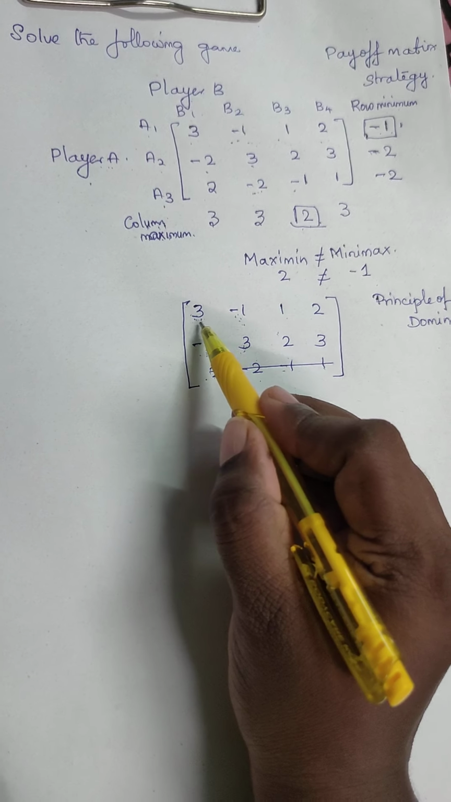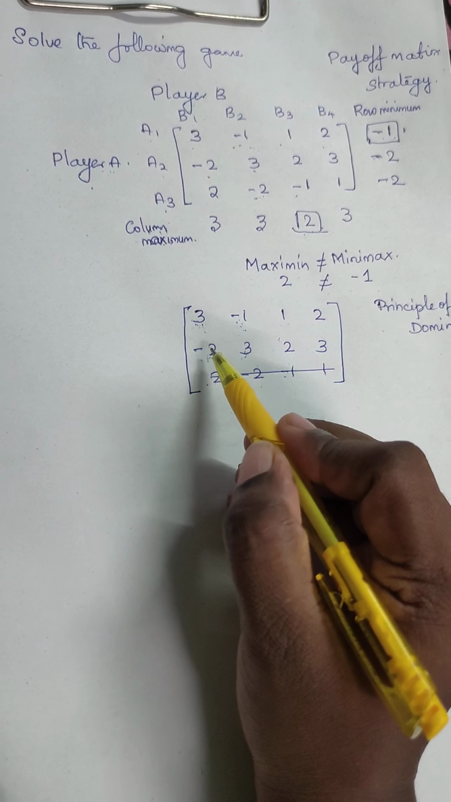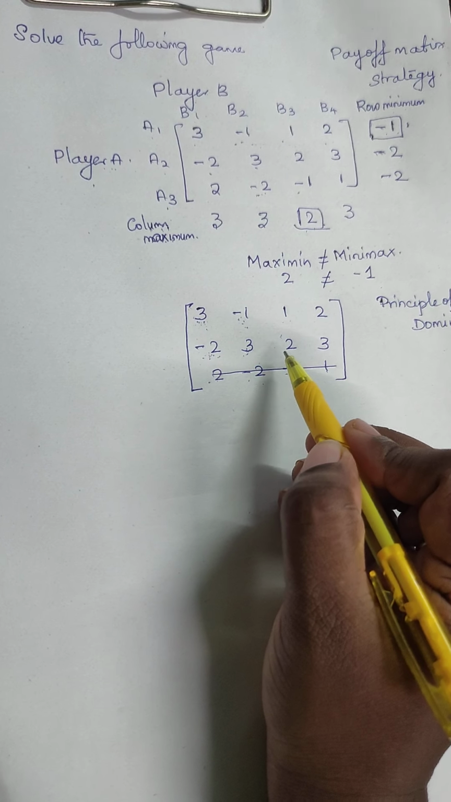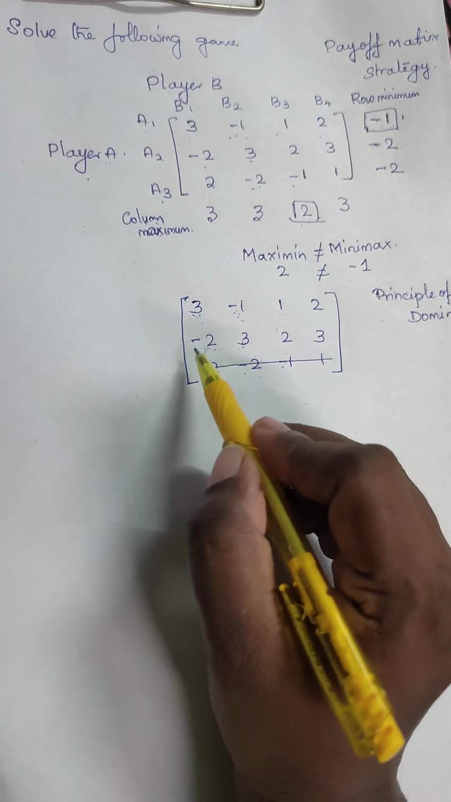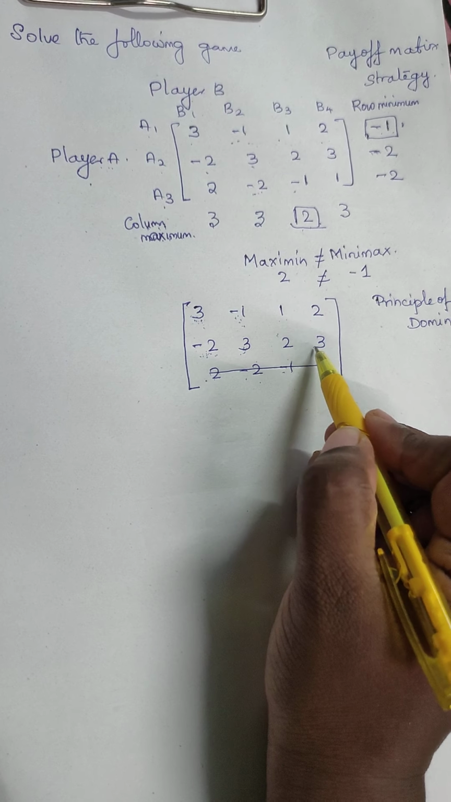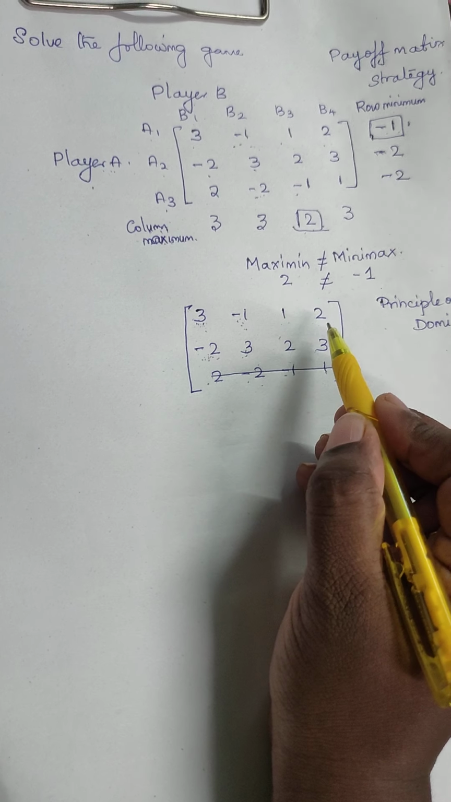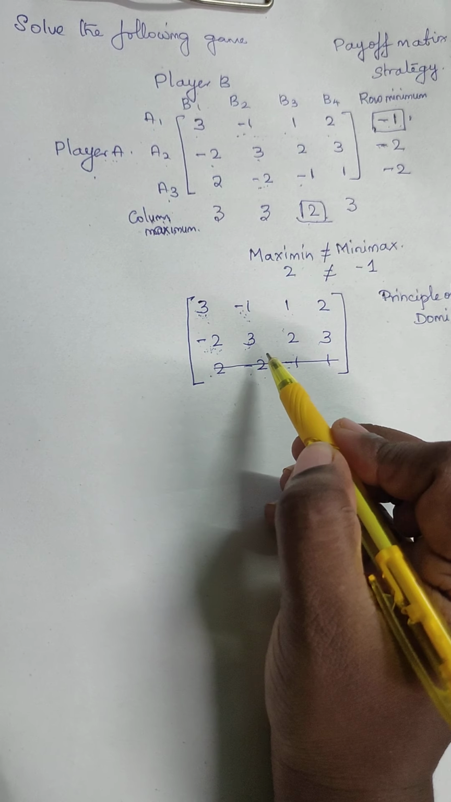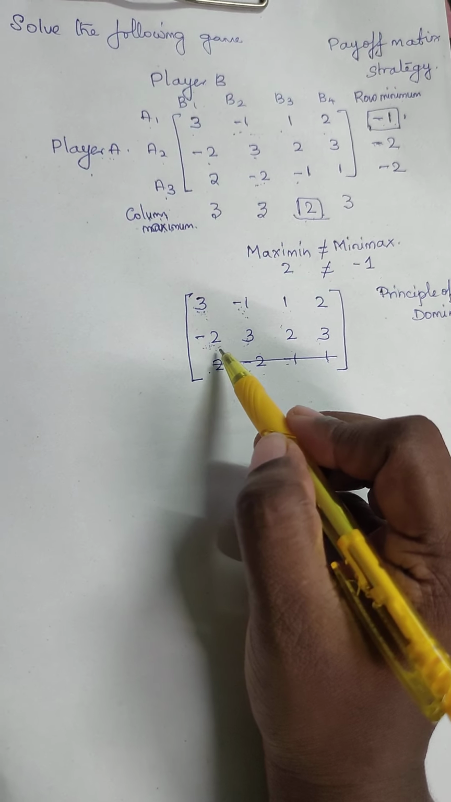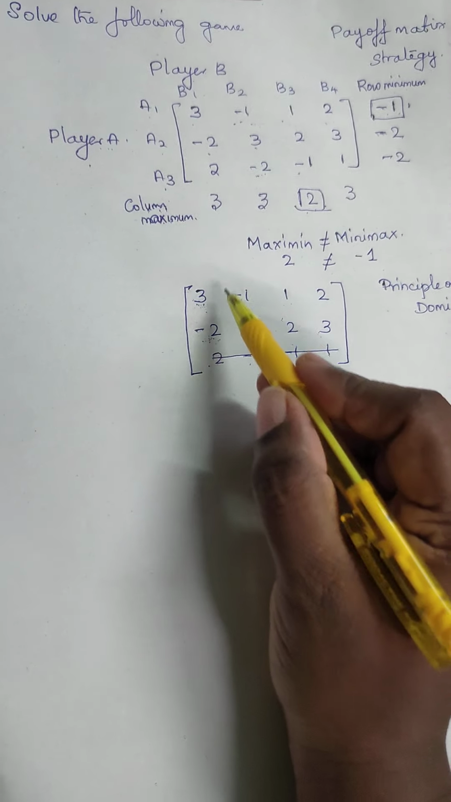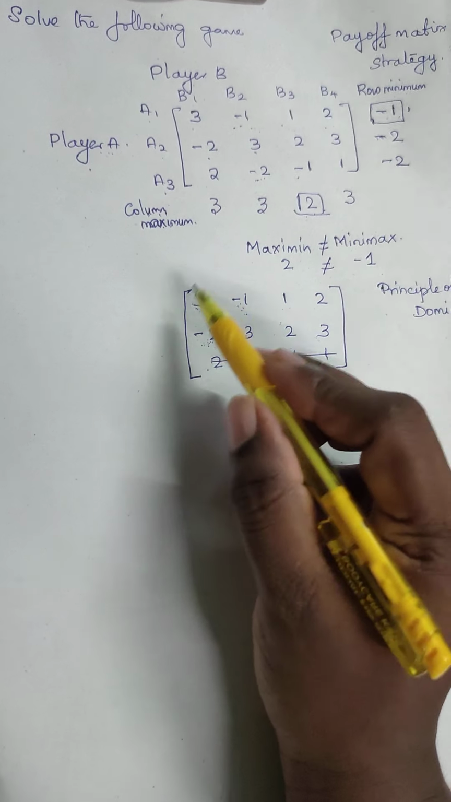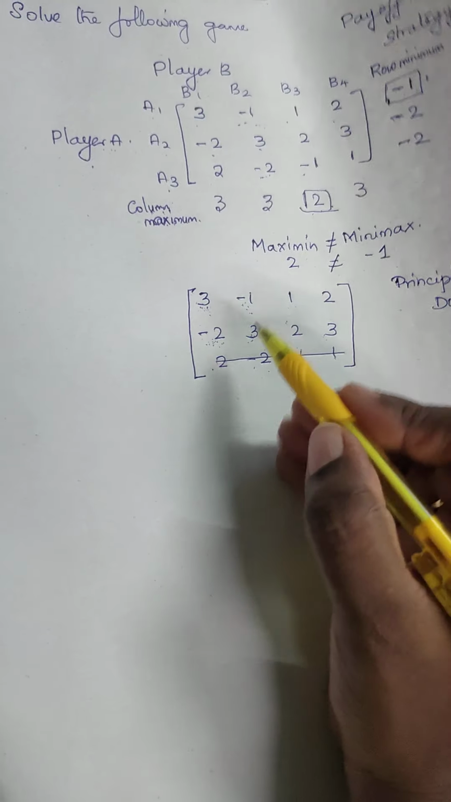1 and 3. 3 is greater than 1, good. Minus 2 is less than 2, so again nothing. Now we'll move on to this one. 3 is greater than 2, good. But minus 2 is less than 3, so again you cannot do anything, leave it. So for column 1, nothing can be done, we are leaving it.